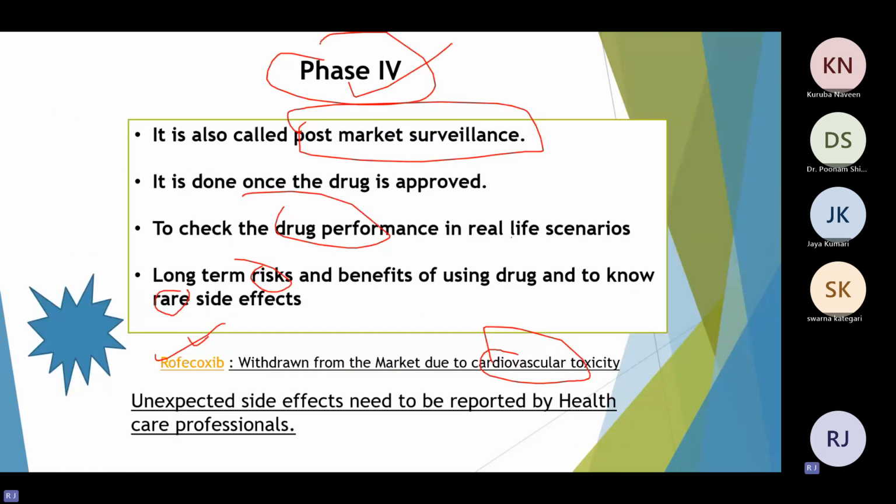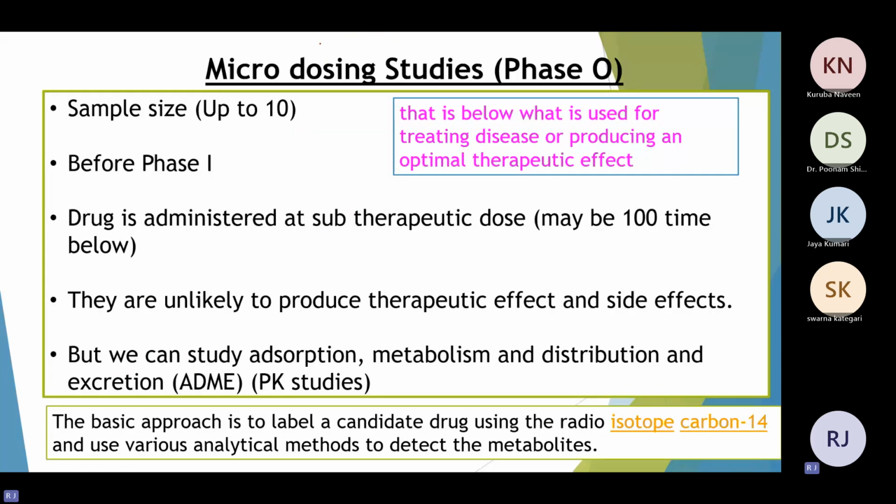Now we learned about phase 1, then we have learned about phase 1A, phase 1B, phase 2A, phase 2B, phase 3, phase 4. There is one different kind of study that is called phase 0. Okay, this is not that much common now, but still it is done by many organizations. So it is called microdosing studies. So generally what happens, it is tested in 5 or 6 people, sometimes 8, 9. Generally, the number of people in which a drug is tested will not be more than 10.